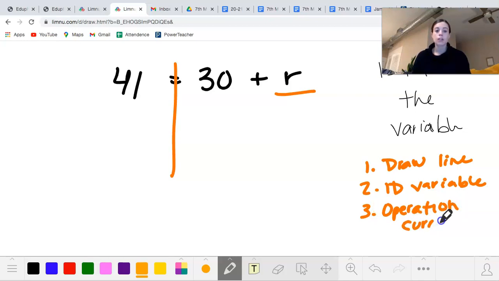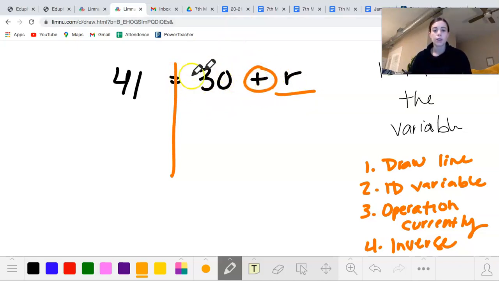So what's currently happening on this side? Well, right now we're adding, right? Cool. That means I'm going to do the inverse operation. Okay? So the R I'm just trying to keep by itself, but the 30, is that a positive 30 or a negative 30?